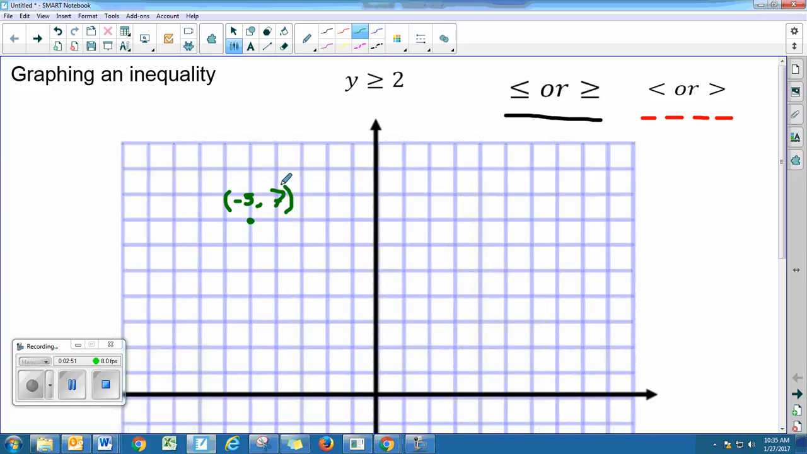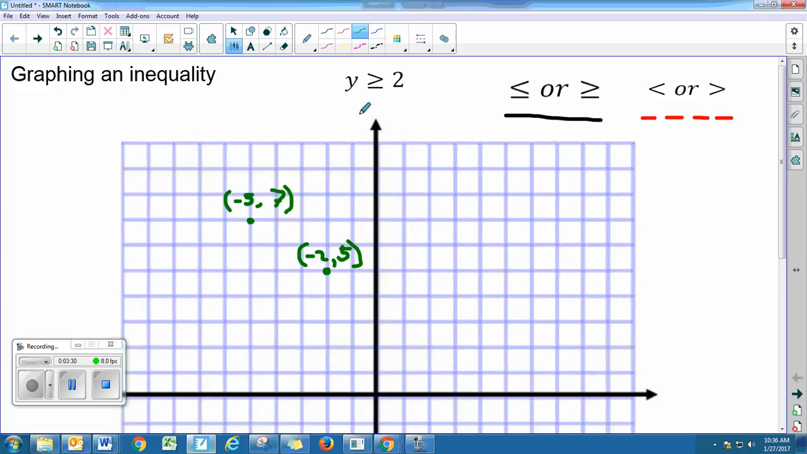This point has two variables, x and y, but we only care about the y because we're only concerned with places where y is bigger than 2. This point is clearly in a spot where my y value is bigger than 2. 7 is bigger than 2, so that point would work. If I graphed a point right here, that would be negative 2 for the x and 5 for the y. Again, 5 is bigger than 2, so this point would fulfill this requirement.